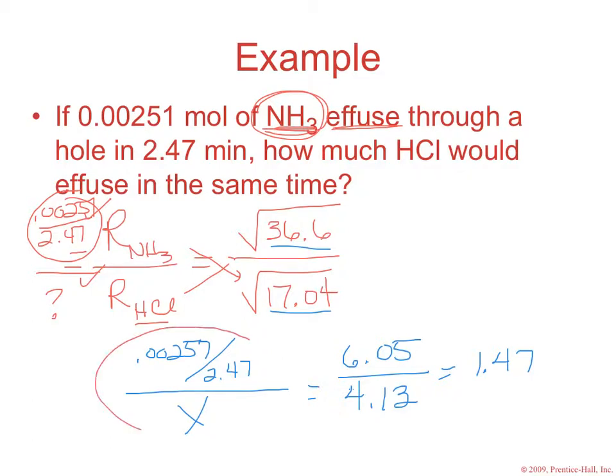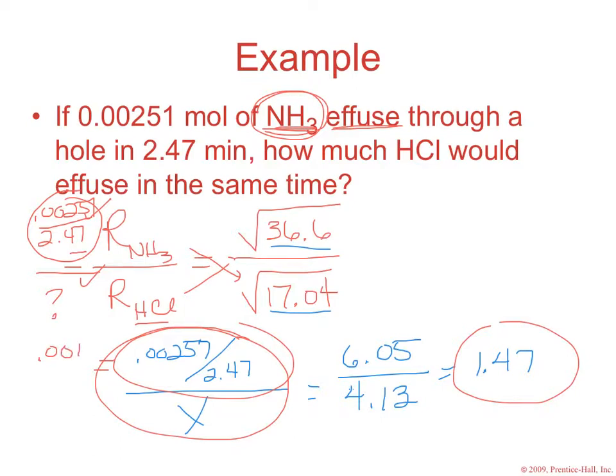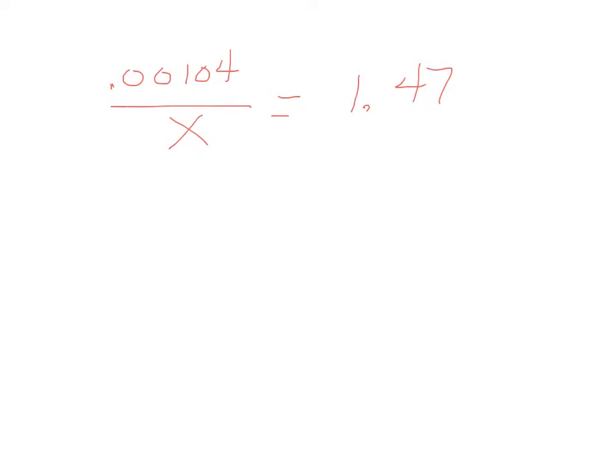Alright, so now we have our ratios a little bit simplified. I can simplify it just a little bit further by finding out what this rate is for ammonia. So 0.00251 divided by 2.47, and that is equal to 0.00104. Oops, that's a 4. And I'm going to rewrite this on the next page. Alright, so now it looks a lot more doable. Now we just solve for X.